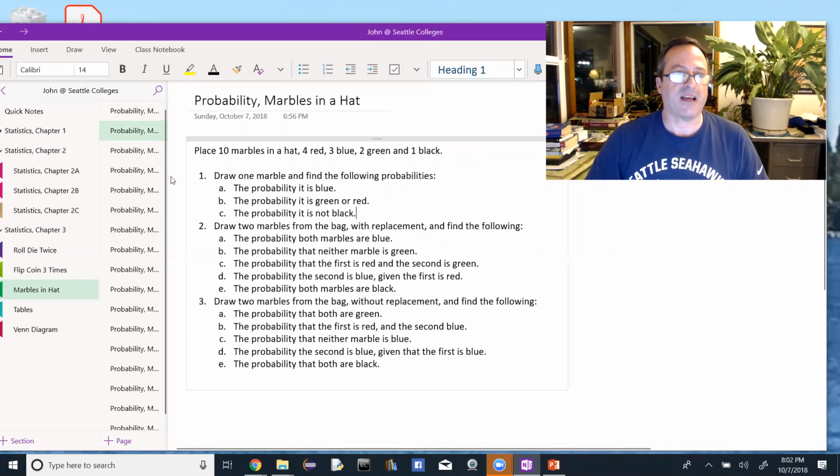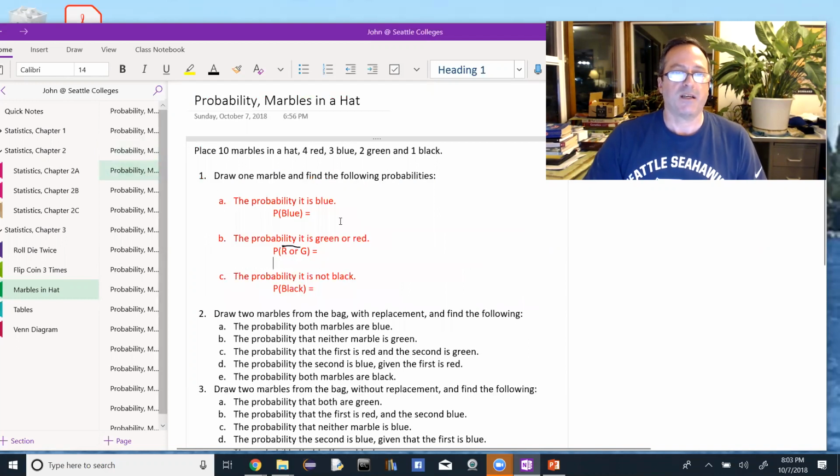Drawing 1 marble out of a hat, usually most people are pretty quick on these. Draw 1 marble and find the following probabilities. If you want to pause and write these down, maybe give yourself 2 or 3 lines between each part. And the trick is, I not only want the answer, but I also want the notation. So first problem, find the probability that the marble is blue.